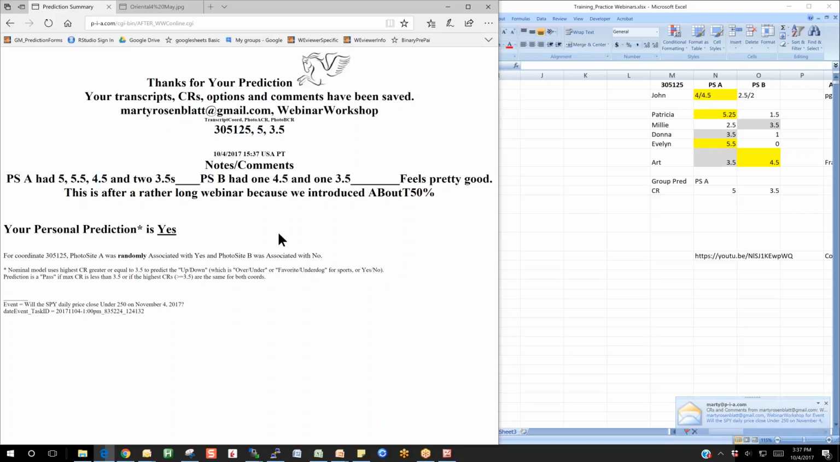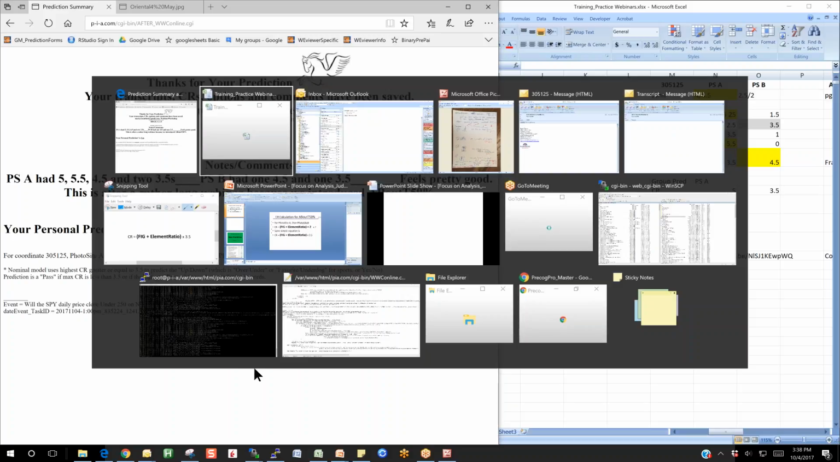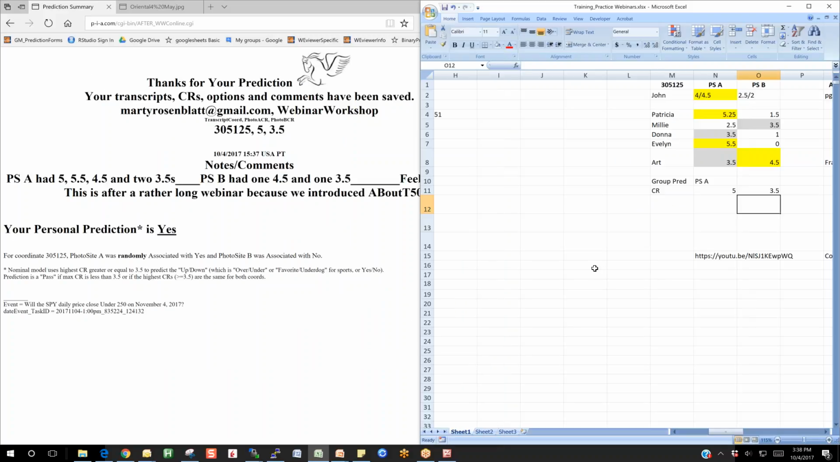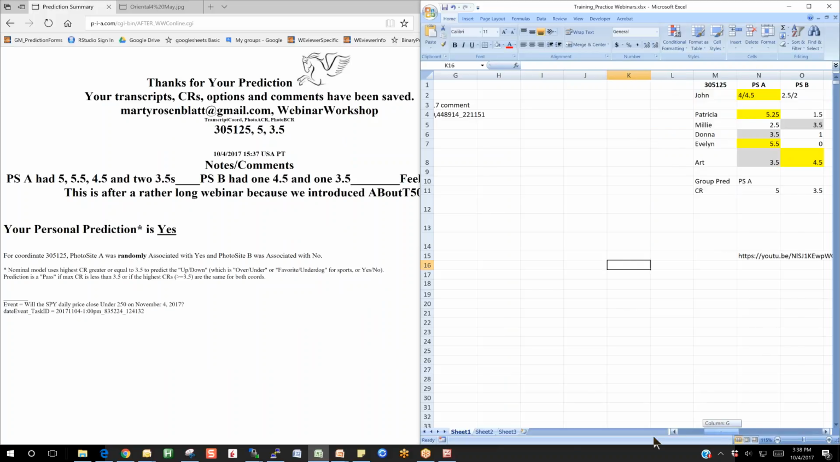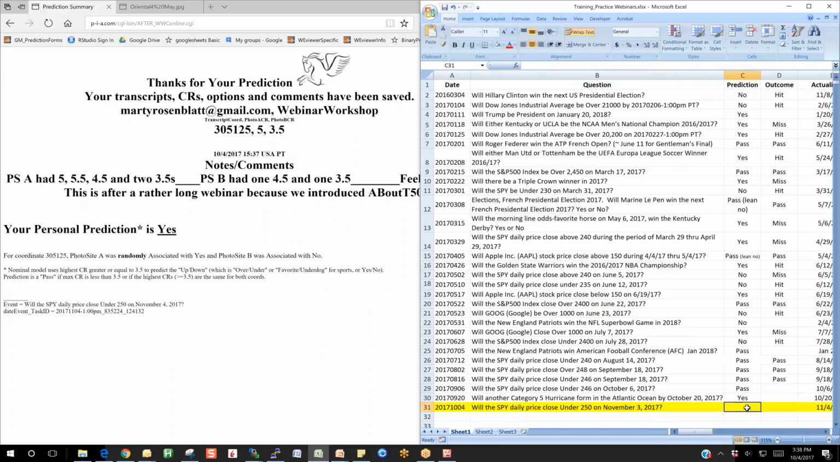Remember, these were chosen randomly. Notice this page gives you all the words we just put in, gives you the CRs, and it now gives you what's called a personal prediction. In our case, it's a group prediction, but I'm acting as the representative. And here we go back over here, and this is a yes.